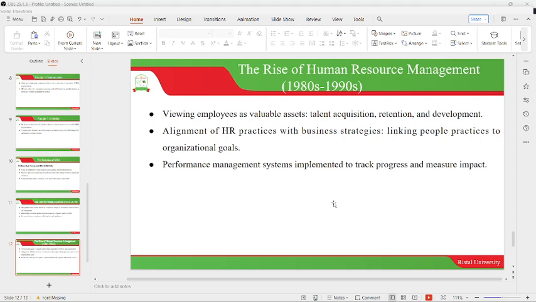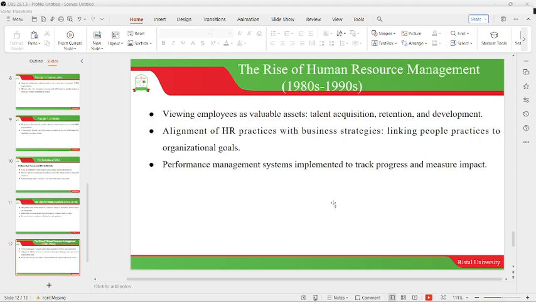Still under the rise of human resource management, 1980s, 1990s, we're talking about alignment of HR practice with business strategies. We're talking about linking people practices now to organizational goals. So what are the people practices we are talking about here? The people practice we are talking about here is the way they do things in the organization, the job description, okay? Their performances is what we are talking about, linking it to the organizational goal. What does the organization want to achieve, and what do people do in the organization to make sure that such goals are achieved? So that is under the rise of human resource management.